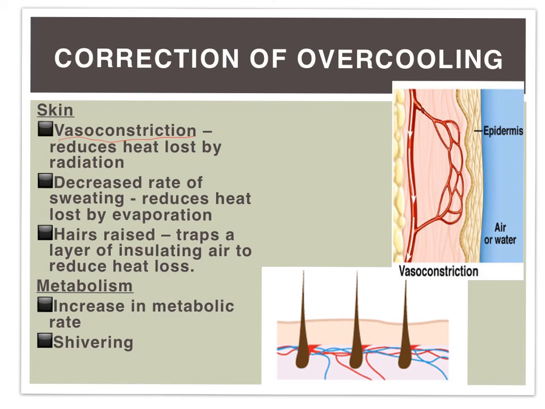You get a decreased rate of sweating, so that reduces heat loss by evaporation. The hairs on your skin are raised, and hence you get goose bumps. And those hairs help to trap a layer of insulating air to reduce heat loss. You get an increase in metabolic rate in order to produce more heat, and you've also got shivering, the idea behind that being that you'll produce heat.